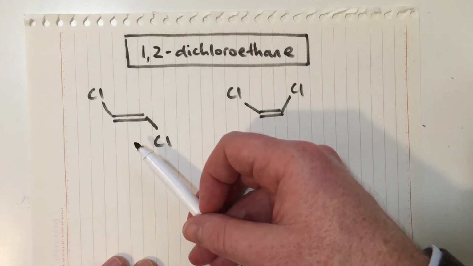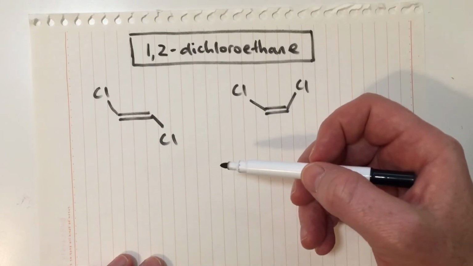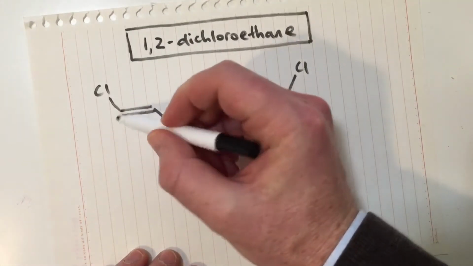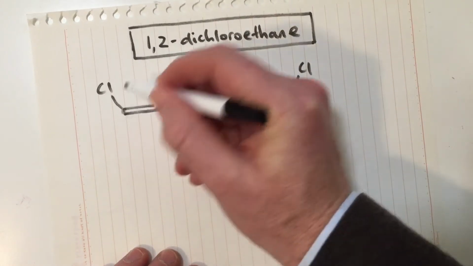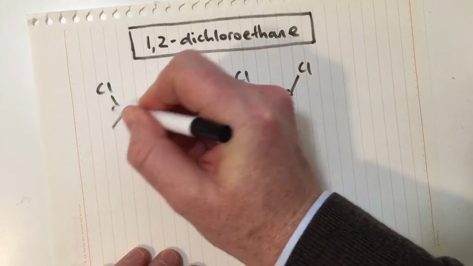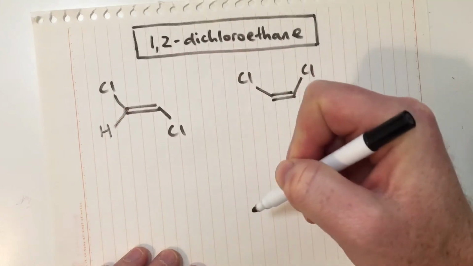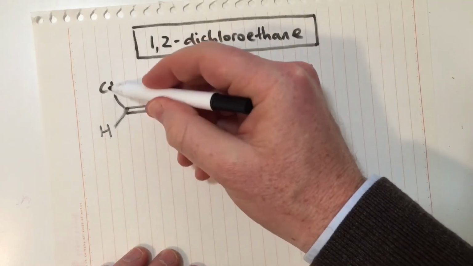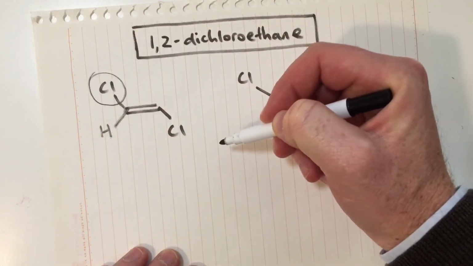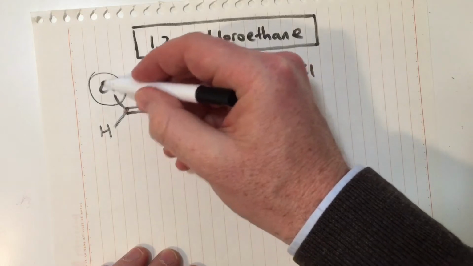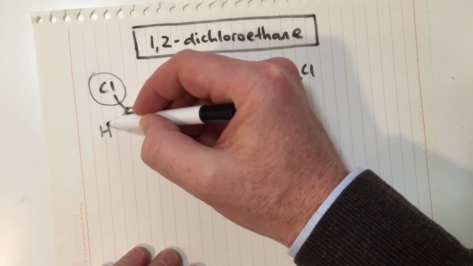So let's look at this one first of all. The first step in this system is you look at one end of the double bond first, and you look at the two groups attached to that carbon. And there's another atom down here, a hydrogen. Now out of these two, chlorine has the higher priority because chlorine has the higher atomic number. So we've assigned priority to the two groups at this end of the double bond.